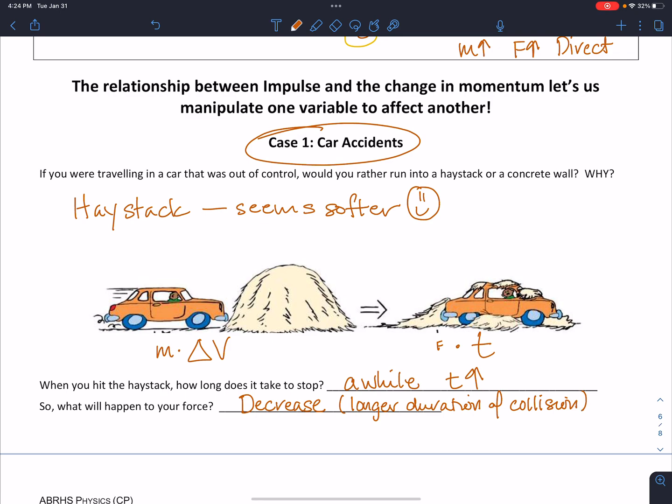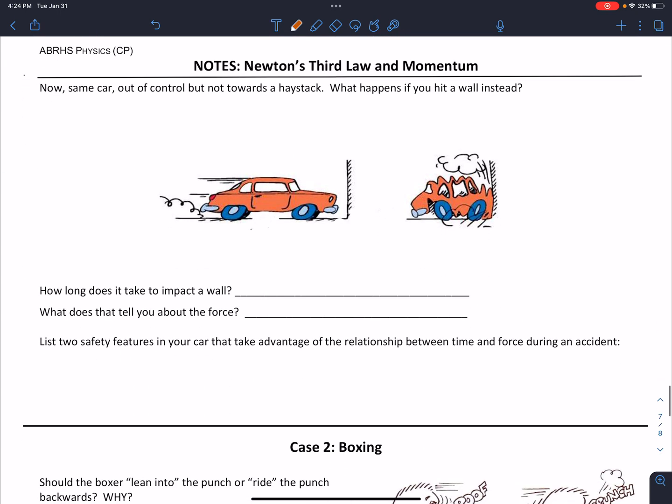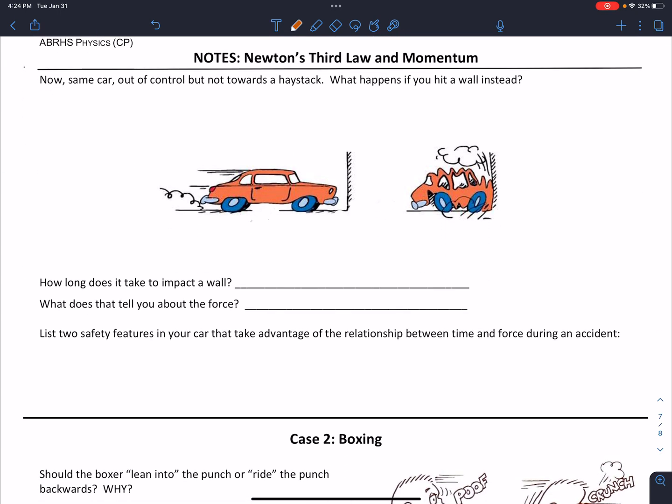Now let's look at what would happen if instead we did have to hit the wall. Same car, out of control, but not towards a haystack. If we hit the wall instead, it's going to be basically crunch, which is going to make us really sad because we like our car. Same idea here. We have a big velocity change that we need, so we need our momentum to change by quite a bit. That has to be equal to the force and the time over which that force is applied.